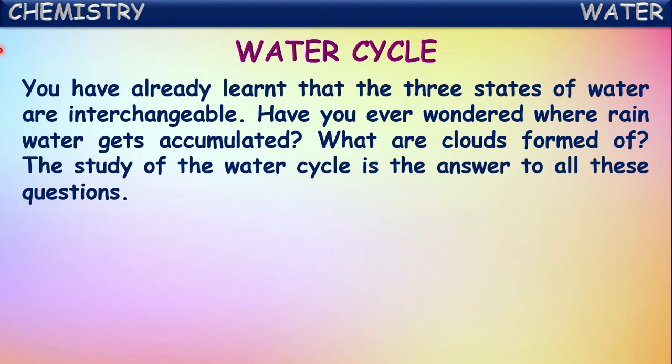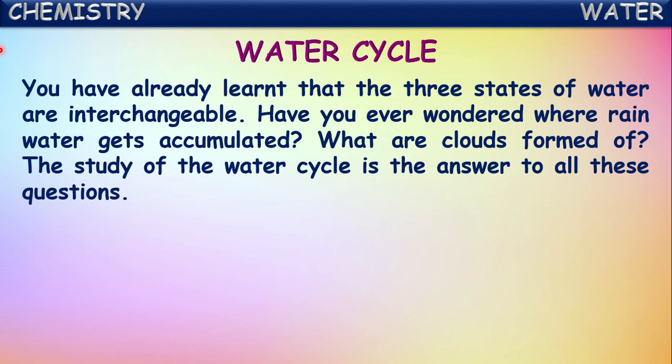We have already learned that there are three states of water which are interchangeable, isn't it? We have studied about those. There are three states of water. What are those? Solid state ice, liquid state water, and gaseous state water vapor. These three states are interchangeable from one to another. It means one state of water can be converted into another state by changing temperature. We have studied all this in the previous session.